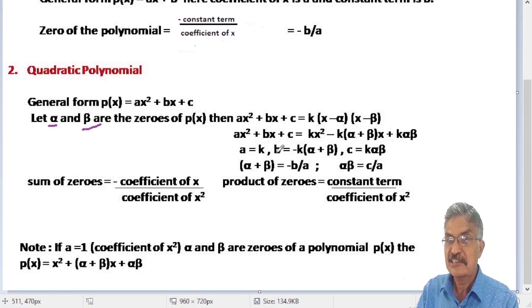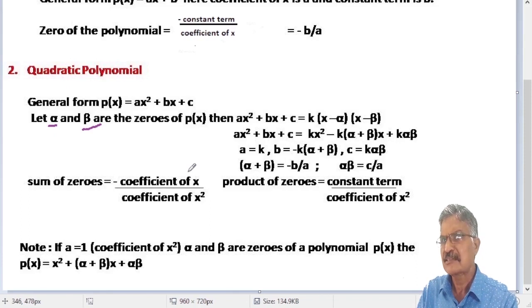Alpha and beta are the zeros. So alpha plus beta is the sum of zeros, and the sum of zeros is equal to minus b. Minus b is minus of the coefficient of x, and a is the coefficient of x square. And the product of zeros, alpha beta, is equal to c, the constant term, divided by a, the coefficient of x square.